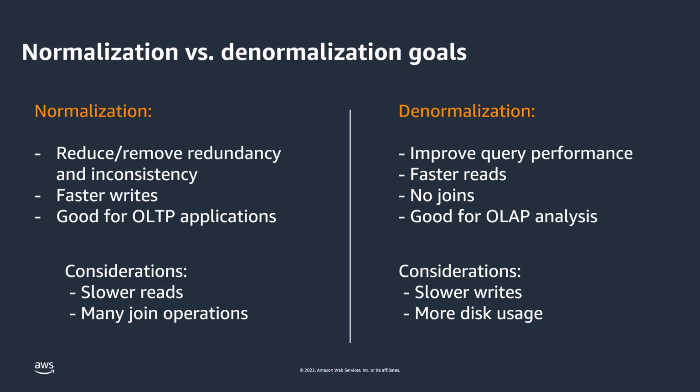The main goal of the denormalized model is to improve query performance, specifically read performance, as there are fewer round trips needed to the database and no joins needed to retrieve the data. This model is good for OLAP analysis, online analytical processing. Because the documents can become larger, writes are typically slower. And because of the data duplication, we may see more disk usage as well. Although nowadays, this is not quite a limiting factor.